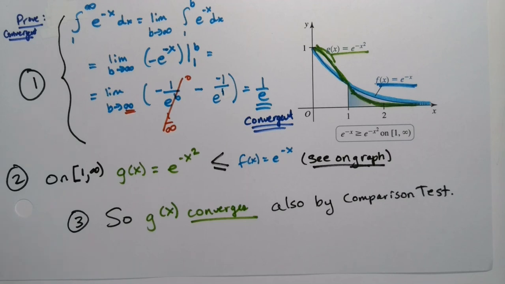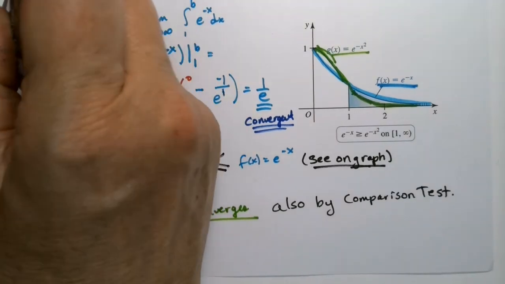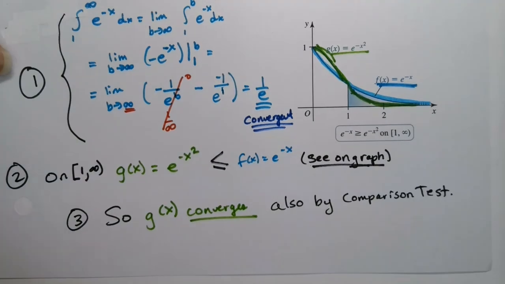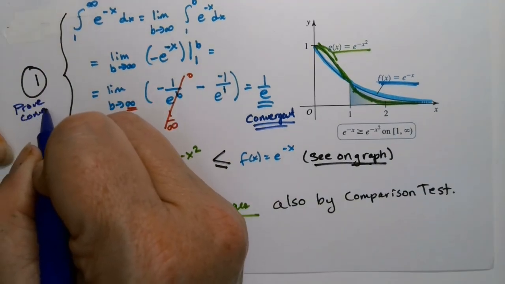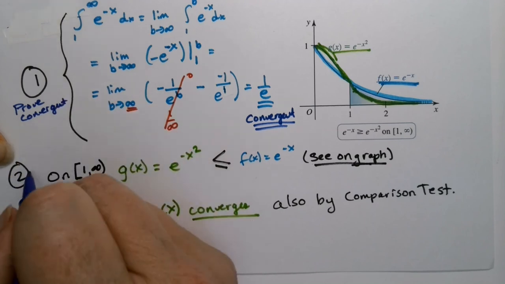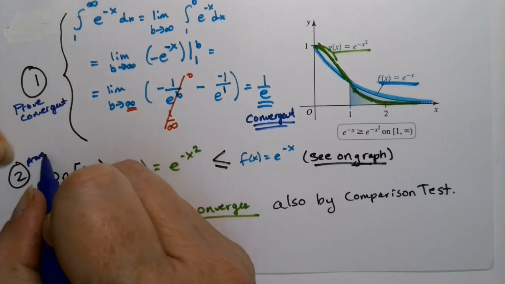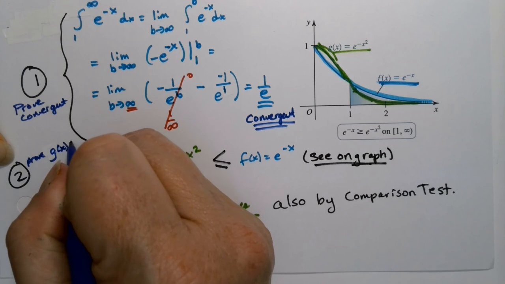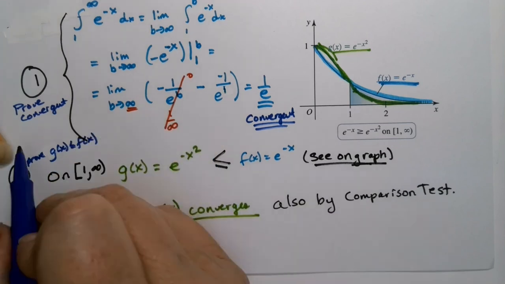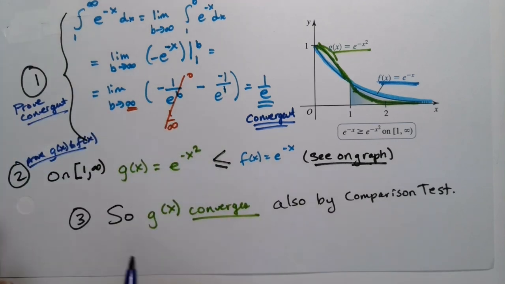And this is bugging me. Part 1 is really the proving convergent part. So part 1 is prove convergent. Part 2 is prove the less than or equal to, right? That f of x is, or g of x is less than or equal to f of x. And then part 3 is your conclusion.